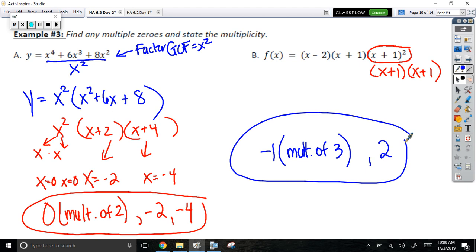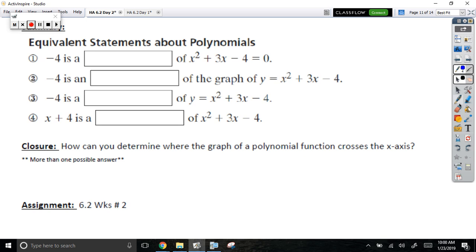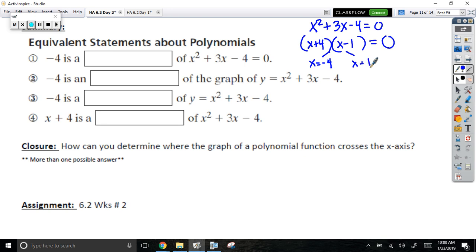Okay? All right, the equivalent statements about polynomials are just different ways to basically say the same thing. So we have, filling in the blanks, -4 is a blank of the following equation. Well, if we were to factor this, what would this factor into? What two linear factors? Good. And then if you were to use your zero product property, you would get 2 of your answers, x equals -4 and x equals 1. So the blank is that -4 is the answer, but I think for math we say the solution is a solution. Solution is the same thing as the answer. That is one of our answers to the equation that it equals 0.